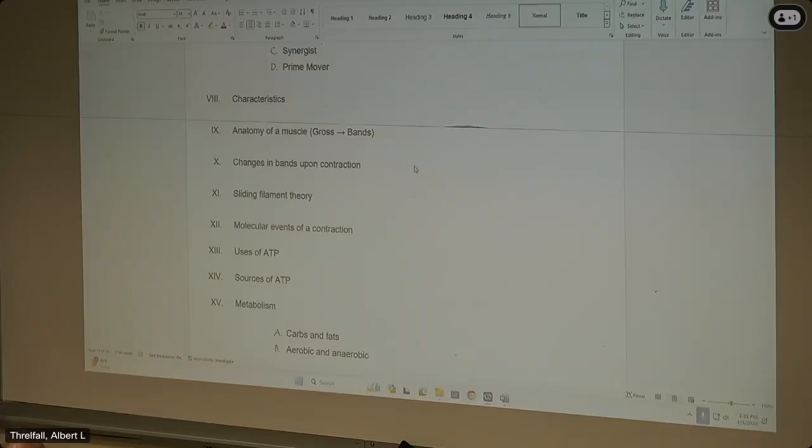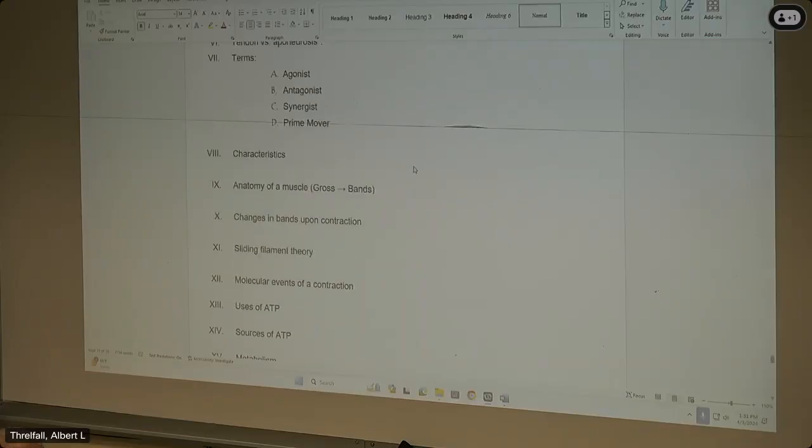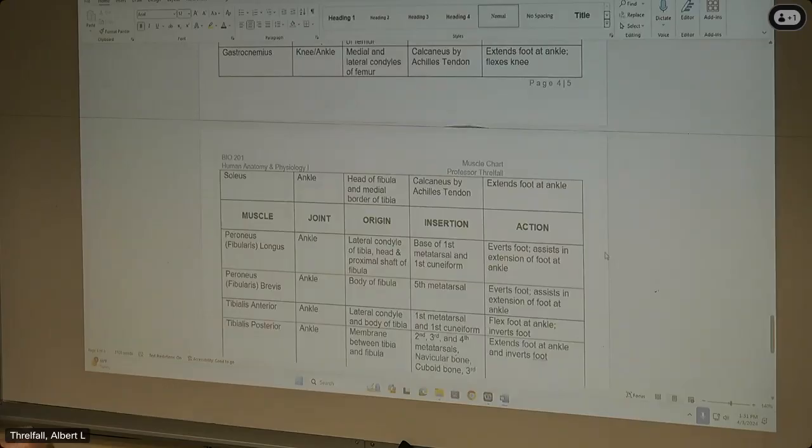Okay, so we're basically ready to start with characteristics, but I wanted to do an example or two of agonist and antagonist before we start there. So I'm looking at the last page in the muscle chart, the last two pages.